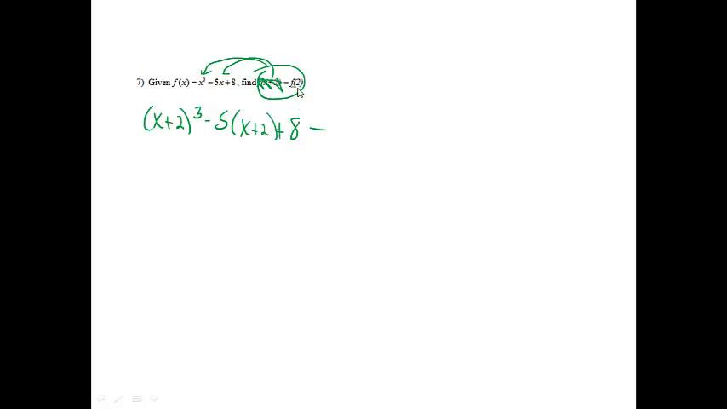Now I have minus f of 2. So I need to plug 2 in wherever I see an x, and I'm just going to do a little side trip over here. I'm going to have 2 cubed minus 5 times 2 plus 8. And that will give me 8 minus 10 plus 8, which is 6. So I've now done that part.